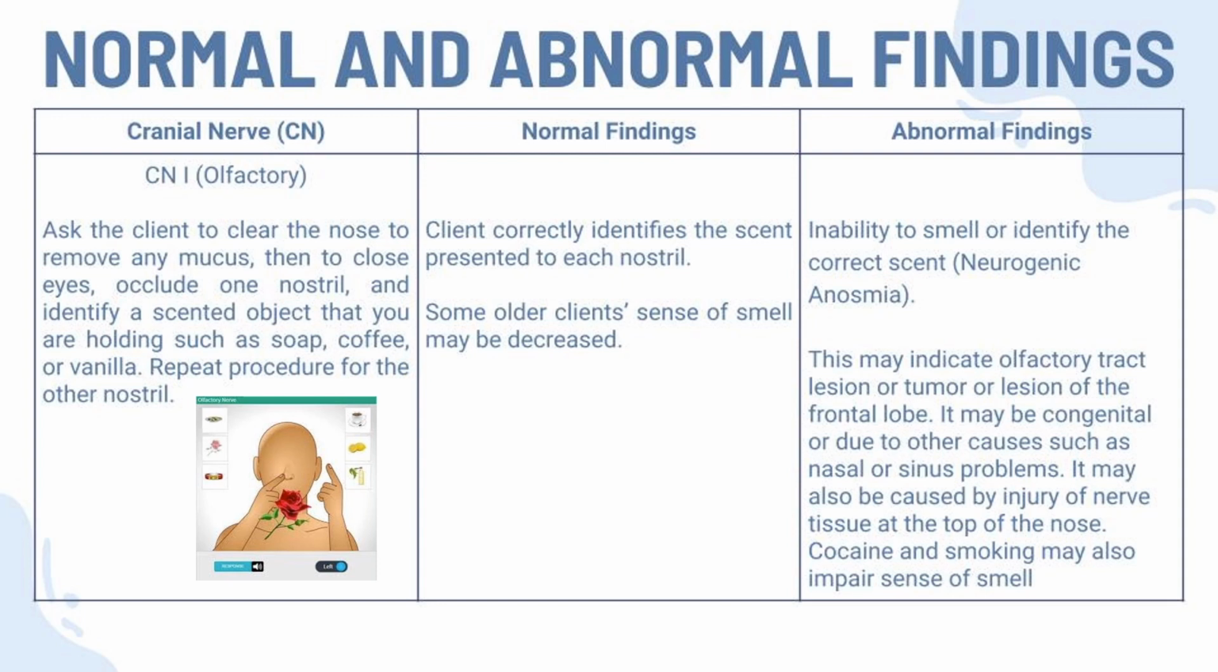Next are the abnormal findings for CN1. So, when the client is unable to smell or identify the correct scent, which is also known as neurogenic anosmia. So this may indicate olfactory tract lesion or tumor or lesion of the frontal lobe. It may be congenital or due to other causes such as nasal or sinus problems. It may also be caused by injury of nerve tissue at the top of the nose, and cocaine and smoking may also impair the sense of smell.